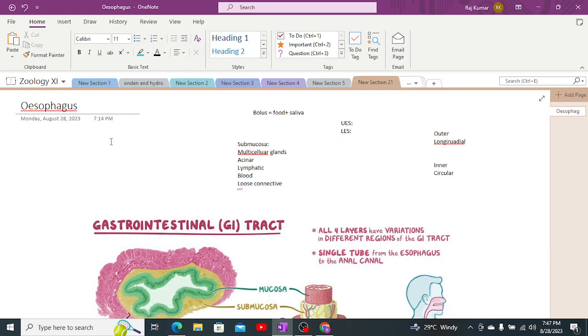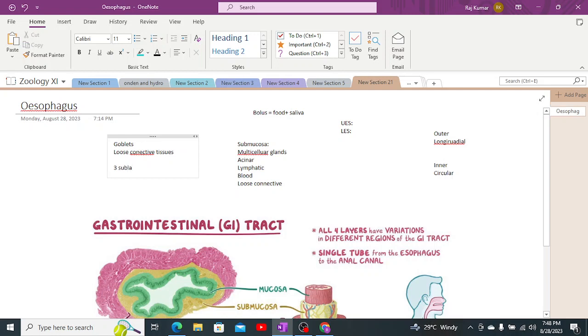Mucosa is the innermost layer, and that is consisting of three sublayers. First of all, mucosa is the innermost layer, and that is also containing the goblet cells. Generally, we can say that it is made up of loose connective tissues. After which, we are having its three sublayers.